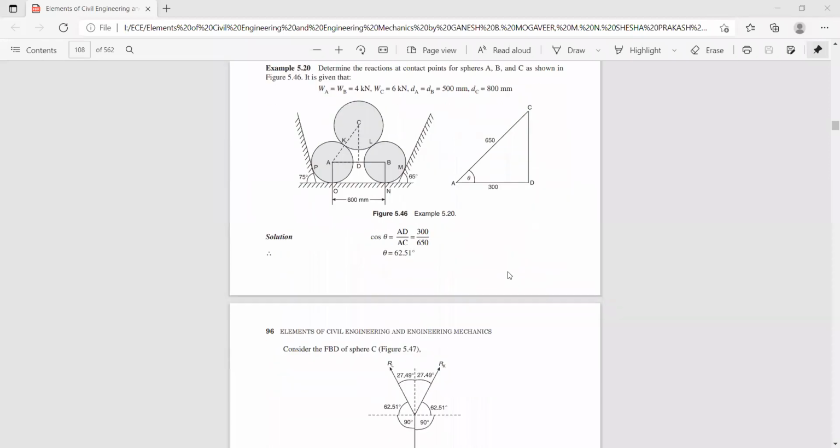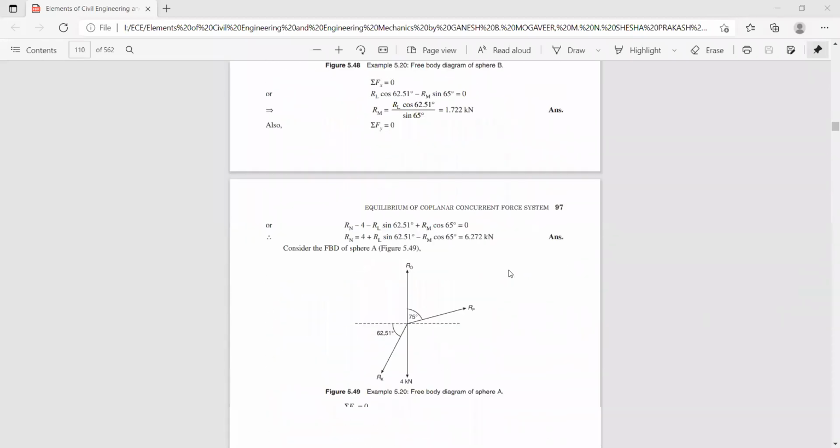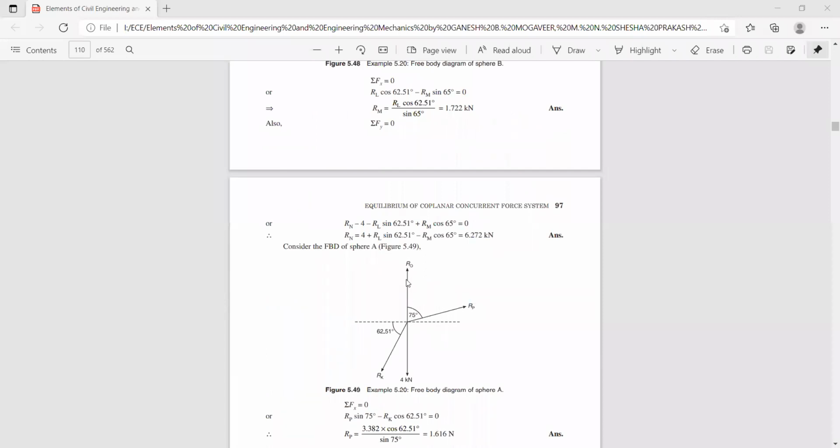Now let us go through the free body diagram of sphere A. You can see here RO and RP. RP is acting like this, so this angle is 15 degrees, and this makes an angle of 75 degrees with respect to the vertical axis. And RK is acting like this, so this angle is 62.51. Already we have found. Now, since you have four forces acting at this point, you cannot apply Lami's theorem, so you have to apply the equilibrium method.